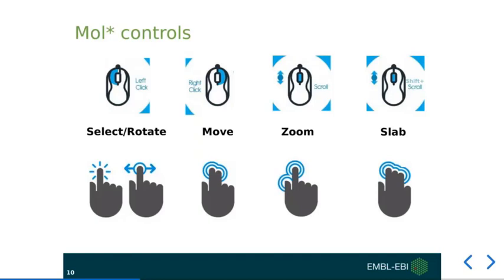To select and rotate molecules, simply left click and drag, or one finger hold and drag. To move or translate a selection, just right click and drag, or two finger hold and drag. To zoom in on a selection, either use the scroll wheel or two finger pinch. Two finger scrolling to zoom also works on my laptop trackpad. And for slabbing, either use the scroll wheel with the shift key held down or three finger holding and dragging on a touch device.